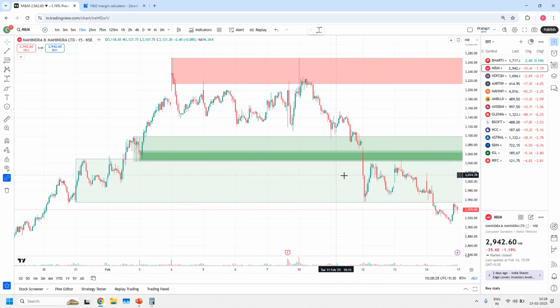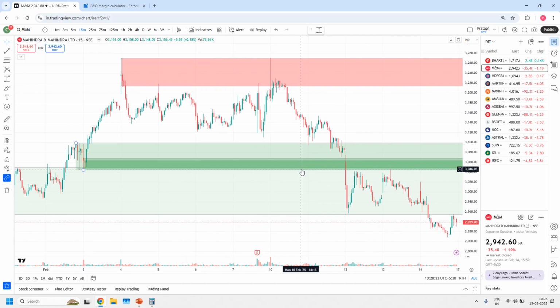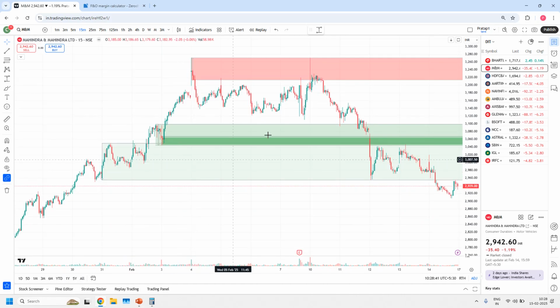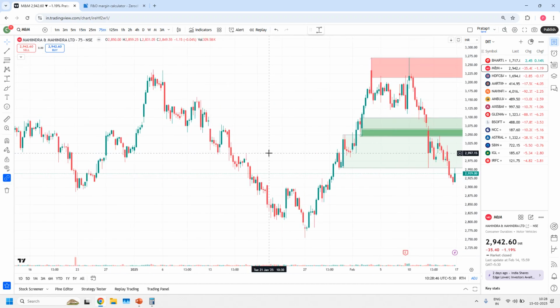But before it stopped out, was any new 75-minute zone created? That is very important. You cannot simply say this is stopped out. If the new 75-minute trend is changed, then there is no surprise if it is stopped out, because the trend is already changed. So when we identified this stock, let me go to the 75-minute time frame first.